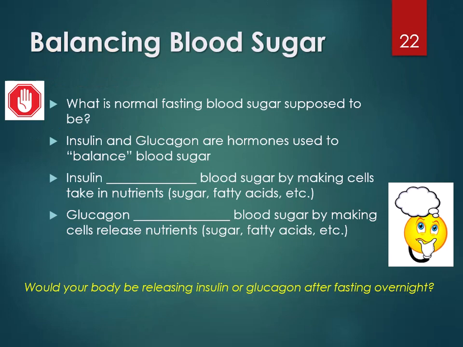So hopefully you just remembered what I just said. What is normal fasting blood sugar supposed to be? 60 to 110. Insulin and glucagon are hormones used to balance blood sugar. Insulin increases or decreases blood sugar? Hopefully you said decreases blood sugar by making cells take in the nutrients, whereas glucagon increases blood sugar by making the cells release the nutrients.